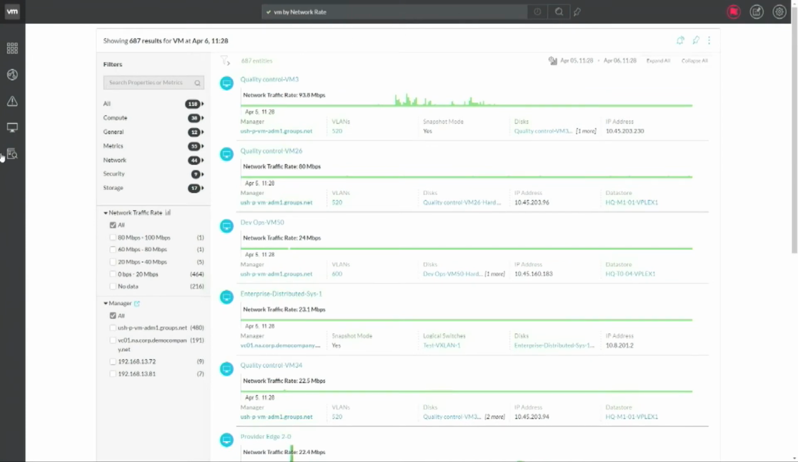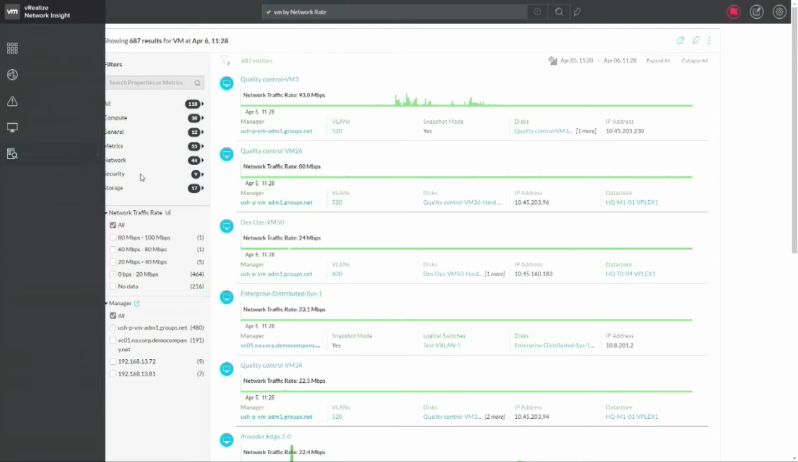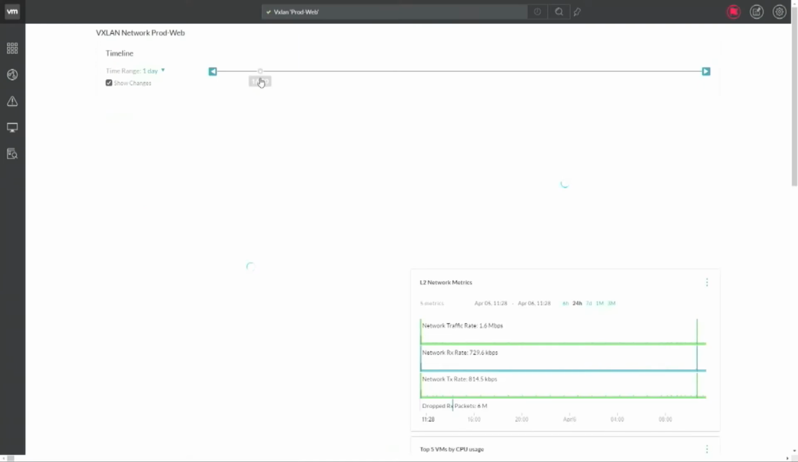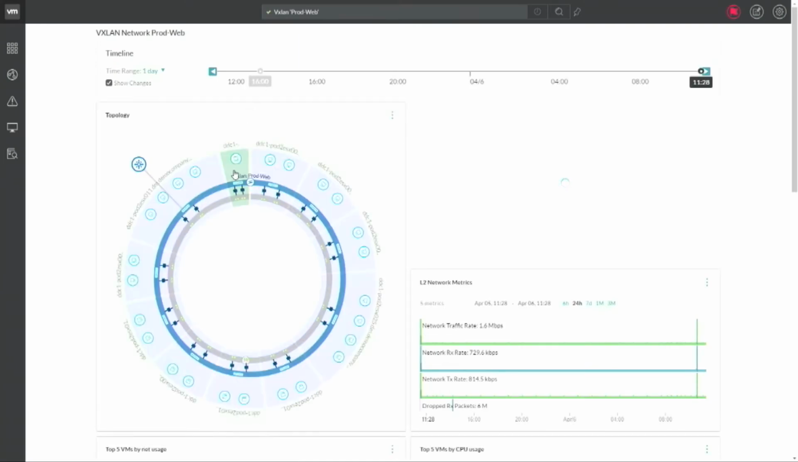I also want to see things like show me my VXLAN information, show me how that configuration is occurring. And we can see here, I'm looking at one of my VXLANs. We've named it Prod Web just to give you some sense of what it applies to. And I've got my full VXLAN topology. No one else gives you this level of visibility over NSX constructs.